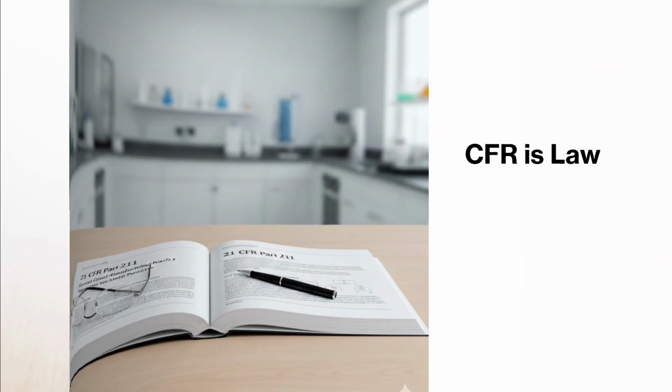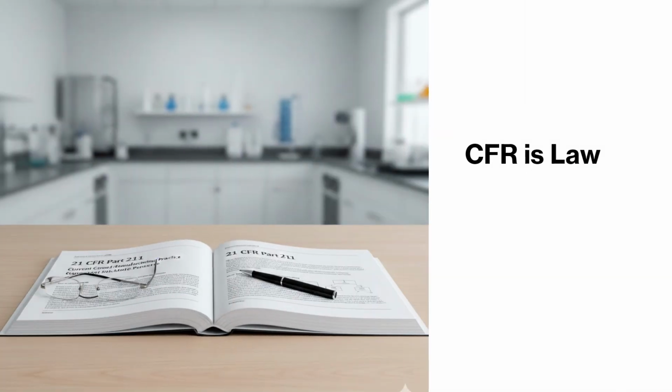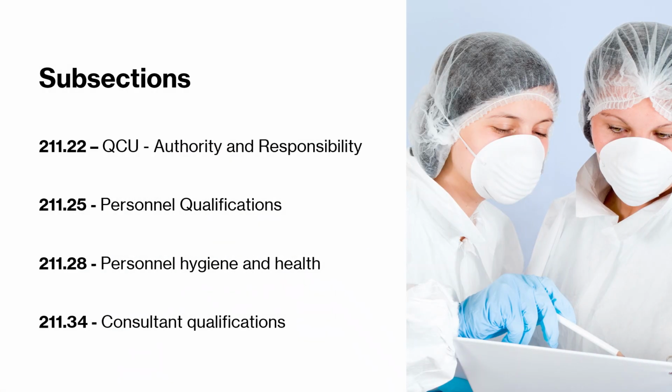The CFR isn't guidance, it's enforceable law. FDA expects companies to operate in control every day, not just during inspections. Subpart B exists because FDA has seen, over and over, that weak organizational controls lead to quality failures elsewhere in the system. Subpart B is built around 4 core ideas. Quality must have authority. People must be qualified. Hygiene and behavior matter. Outside expertise must also be qualified. As we go through these, think about where your organization is strong and where gaps might exist.